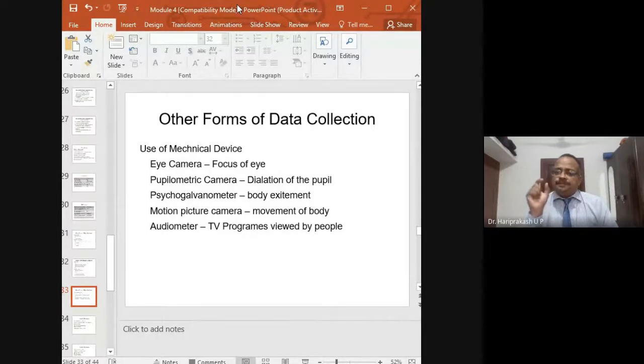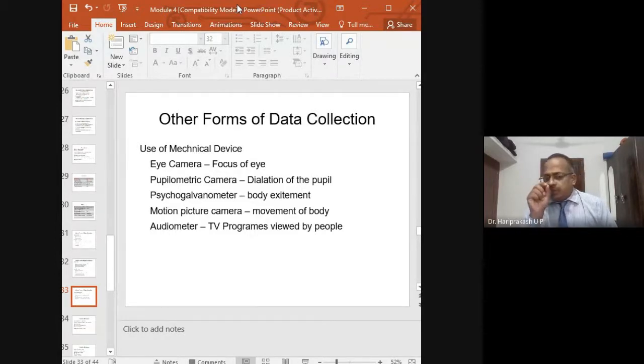Pupillometric camera measures the eyeball. You know that eyeballs are there. So these eyeballs expand and contract. So it depends on your state of mind, your emotions. If you are interested, maybe the eyeballs expand more. If you're not interested, your eyeballs will contract. So like that, for every emotion, there are certain changes that happen in the eyeball, which is called the pupil. So there is a camera that observes these changes in the eyeball.